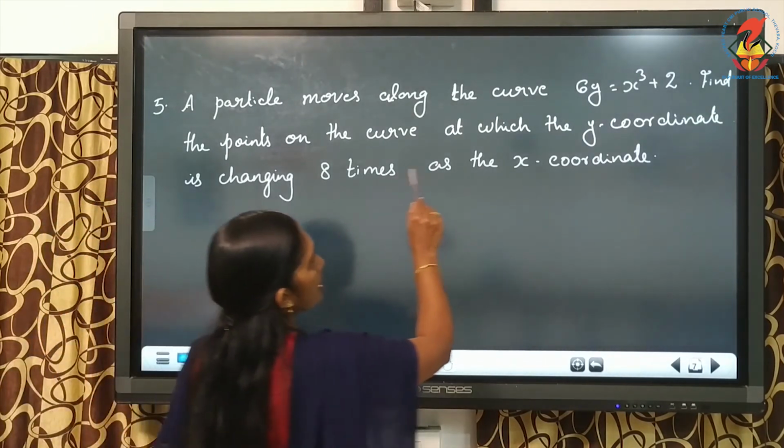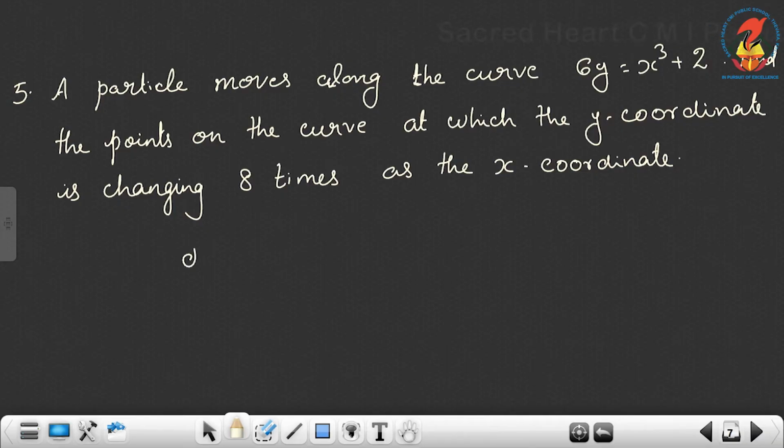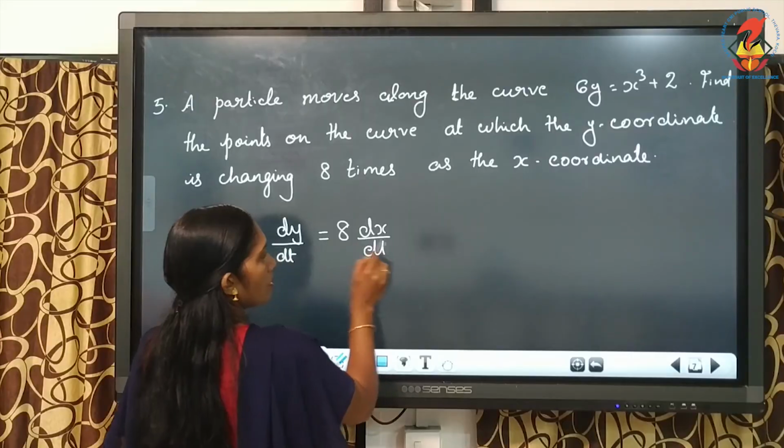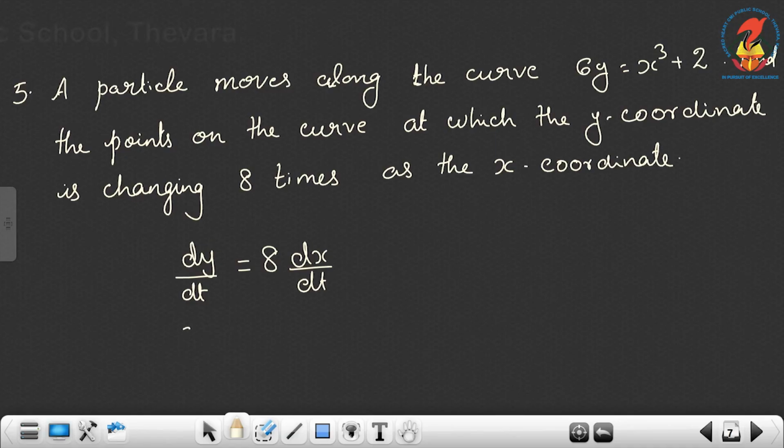So this one, how we represent that? Y coordinate is changing, that is dy. With respect to what we write, it is changing. So we can use dt. Y is changing with respect to time 8 times as x coordinate. So this is given in the question. Now the curve is given 6y is equal to x cube plus 2.